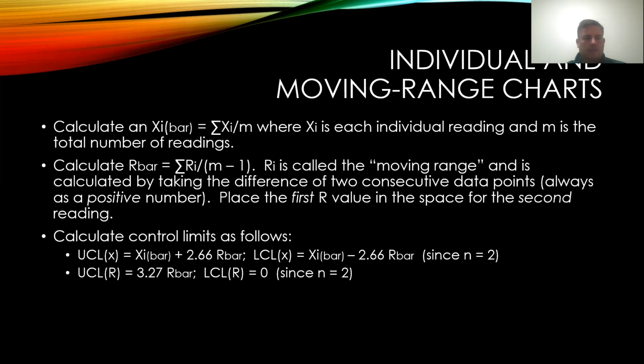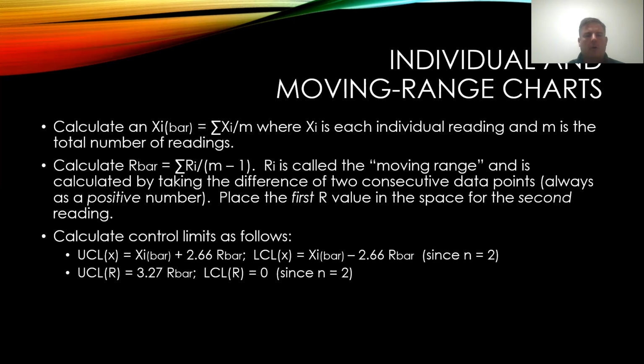Your upper control limit for X is your individual X bar plus 2.66. If you look in your book, I can't remember which one, I think it's D2, but it's from the table. So you would go to the table to find your estimate for the dispersion, for your standard deviation, multiplied by your R bar.